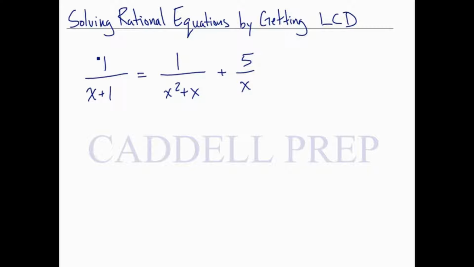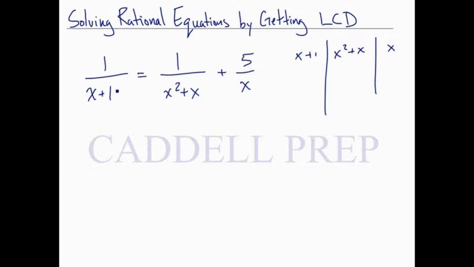Alright, let's go over solving rational equations. In this method, we're going to do it by getting the least common denominator. So first, let's examine the denominators here. So we have x plus 1. We have x squared plus x. And we have x. So one way to get the least common denominator is just to multiply them all together.